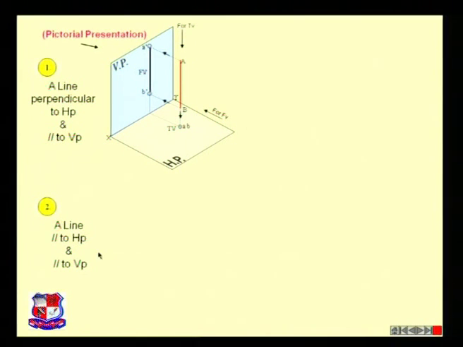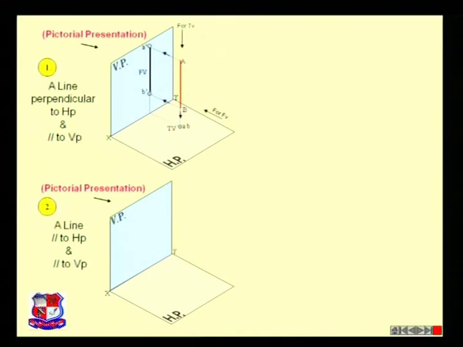Another case is a line which is parallel to HP and parallel to VP. We are talking about a line which is parallel to HP and parallel to VP. How this line can be traced in between the horizontal plane and vertical plane, we'll see. This is our vertical plane and horizontal plane. This is our XY line. We have taken our line which is parallel to HP and parallel to the vertical plane.